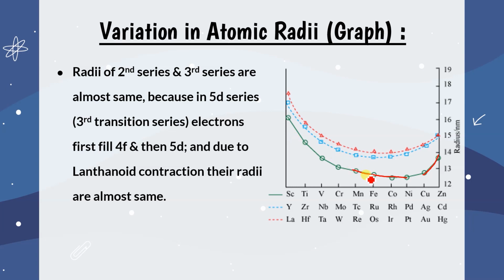Yes. In this case, the effective nuclear charge and the screening effect will be almost equal, due to which it will neither increase nor decrease. But in this case, the screening effect, the shielding effect will be more, due to which the outermost electron will not experience the attraction towards the nucleus, and that's why the atomic radii increases. Clear? Okay, this is for 3D.